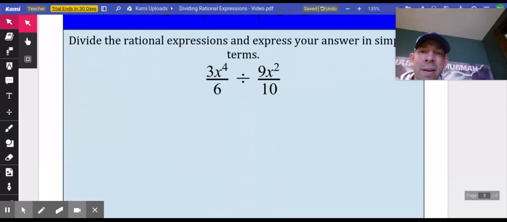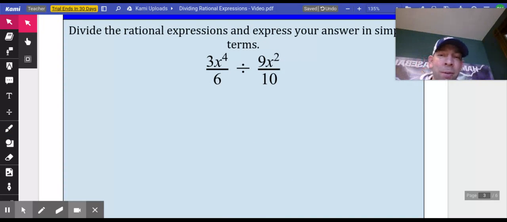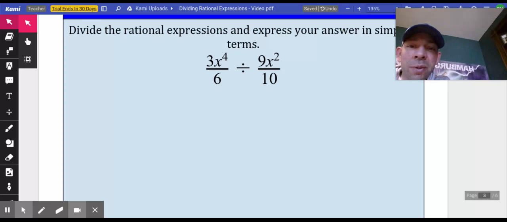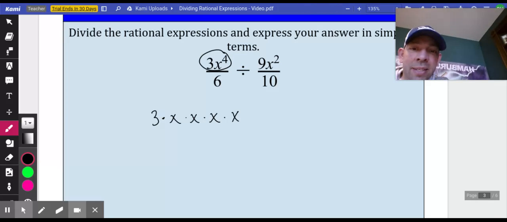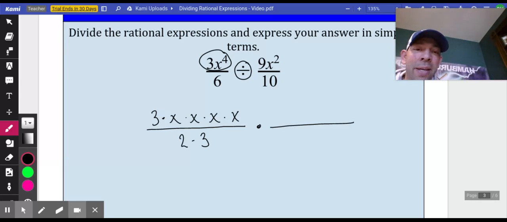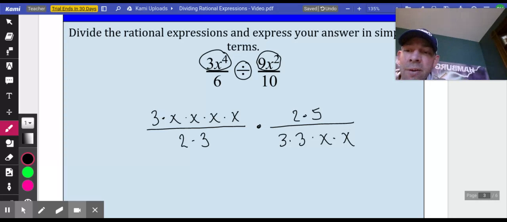Okay, so how are we going to factor? These are just monomials, and we handle them a little differently than a binomial or a trinomial. So this 3x to the 4th, I like to break it down into 3 times x times x times x times x. That's my preference. The 6 is going to be 2 times 3. I'm going to change this division sign into multiplication. So now the 10's on top, so that's going to be 2 times 5. And the 9x squared is going to go on the bottom, so that's going to be 3 times x times x.